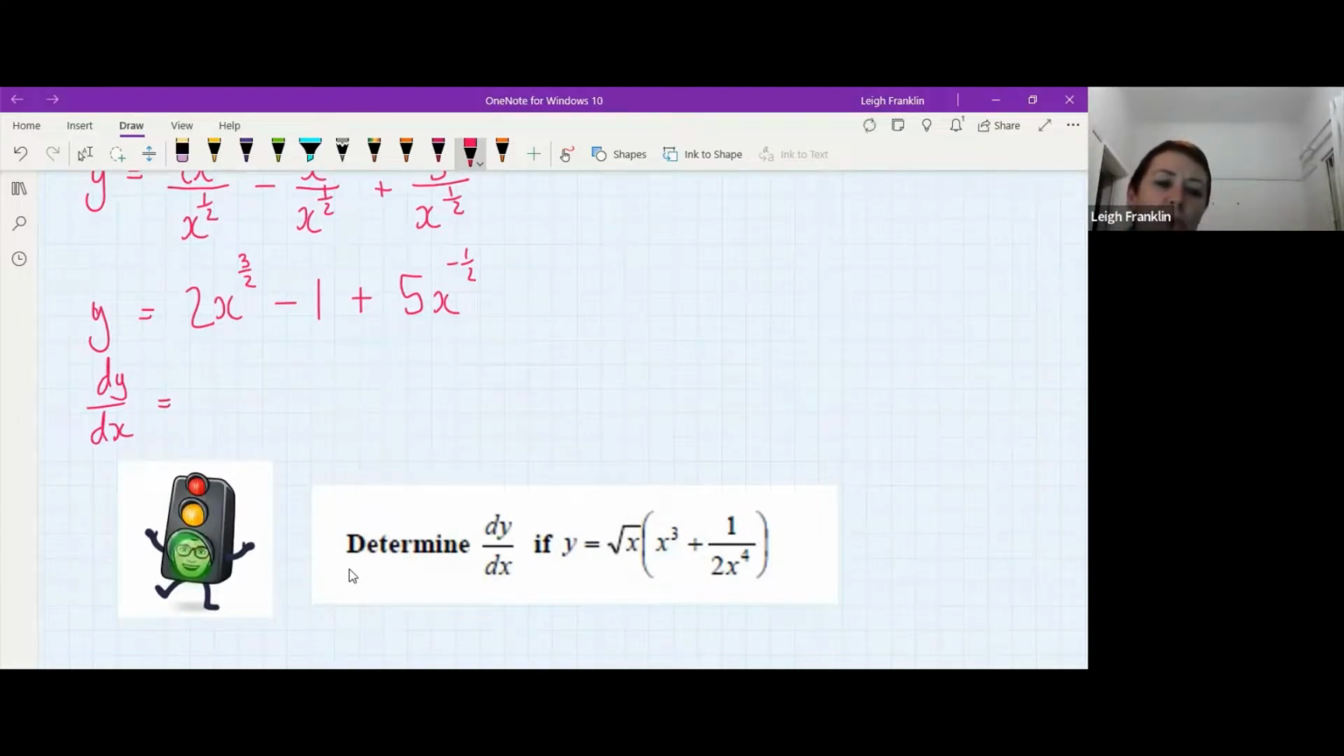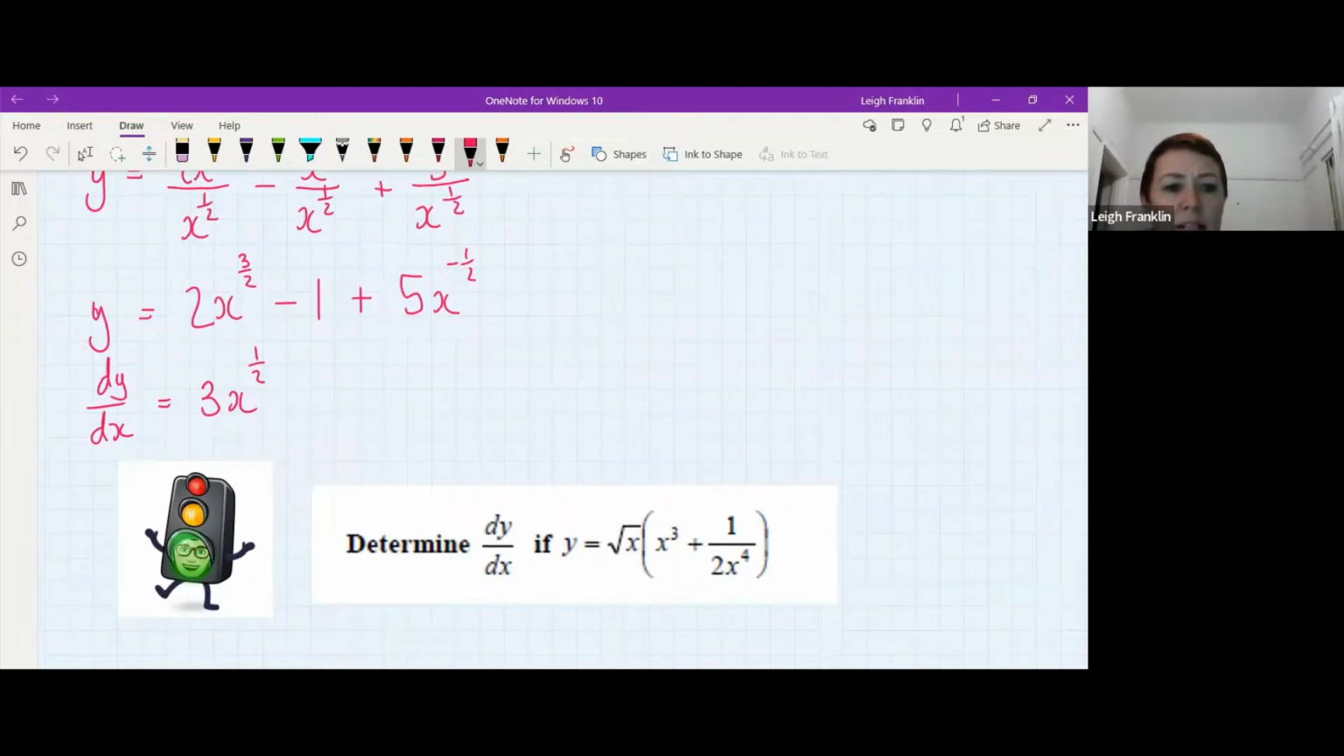And now we've got to multiply 3 over 2 with 2. So 3 over 2 with 2 times 2 is 3. And I've got to take 1 away. So I'm going to end up with 1 over 2 as my exponent. Minus 1 is going to become 0. So that term is essentially not going to be there anymore.